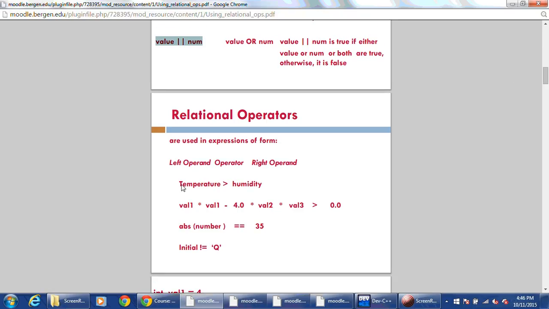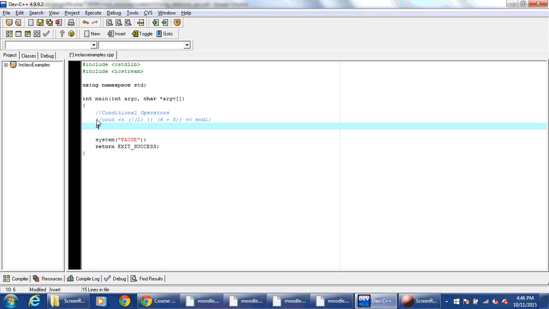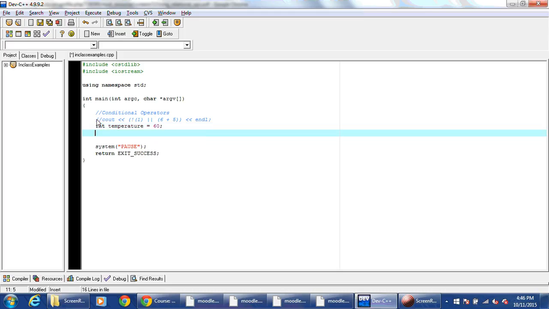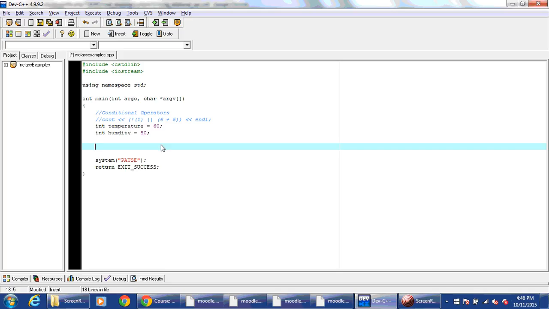So say you have two variables, temperature and humidity. Okay? So we'll declare them here, and we can go over these exercises so you understand. So let's say temperature is equal to 60 and humidity is equal to 80. Okay? With these operators, you always have to ask the question.